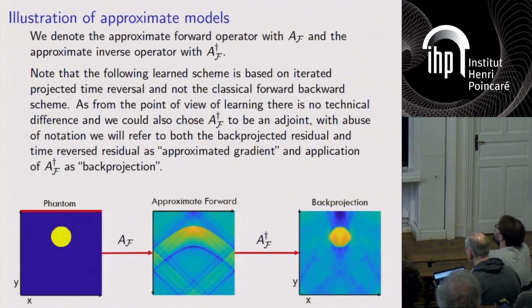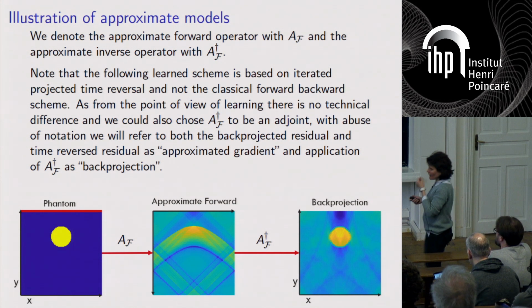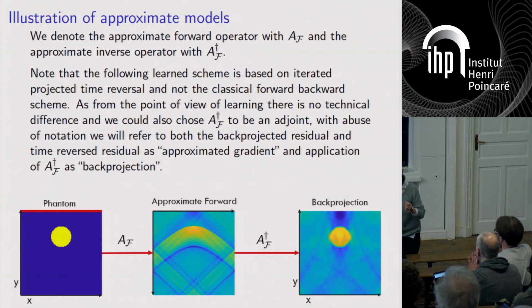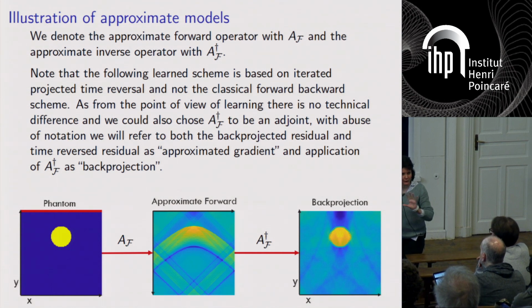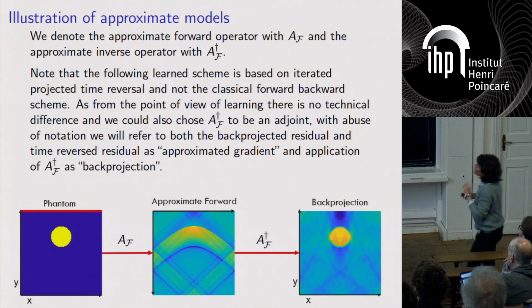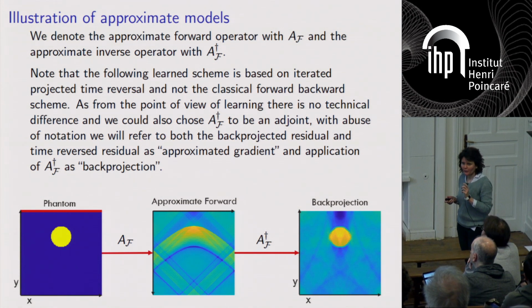So from now on I'm going to denote this forward operation by A_F, and then the backward operation by F dagger, and I would like to caveat here that actually now it is not a gradient. Okay, this is actually not a gradient anymore here.